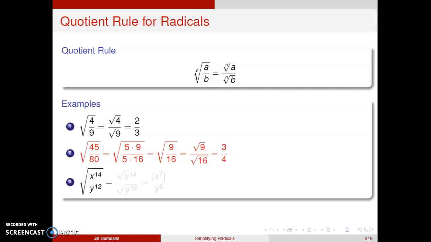Finally, consider the square root of x to the 14th over y to the 12th. The radicand is already simplified, so we apply the quotient rule for radicals. The square root of x to the 14th is absolute value of x to the 7th. We need absolute value in case x is negative. The square root of y to the 12th is y to the 6th, which we know is non-negative since 6 is even.